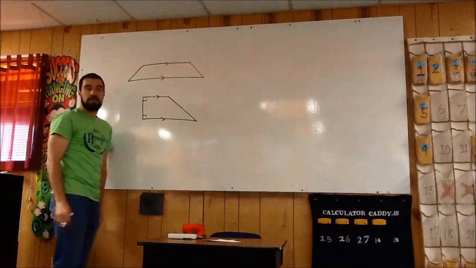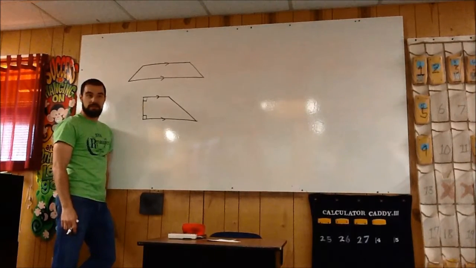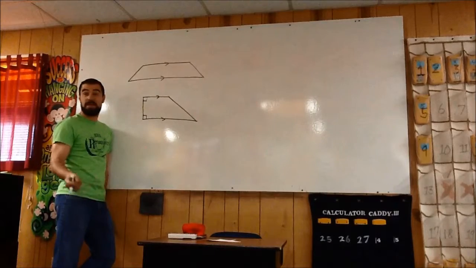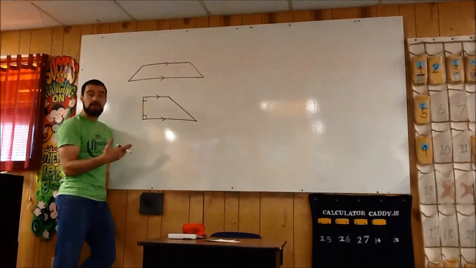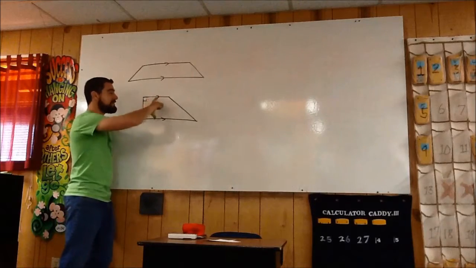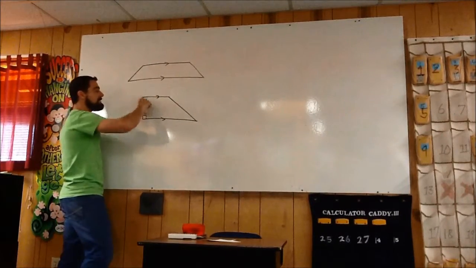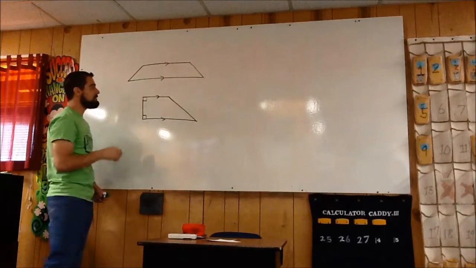Why? Because if lines are parallel, then same side interior angles are supplementary. Good. Again, blast from the past, but your final is all of this. So yes, if lines are parallel, because that's what we know, then we can conclude that same side interior angles are supplementary. So if one is 90 degrees, the other one must be.